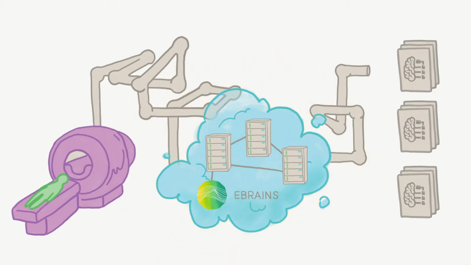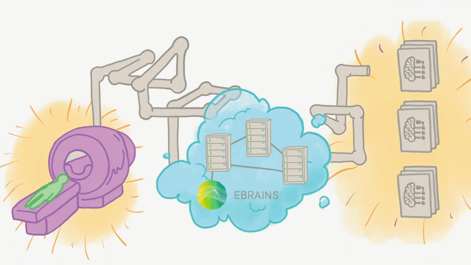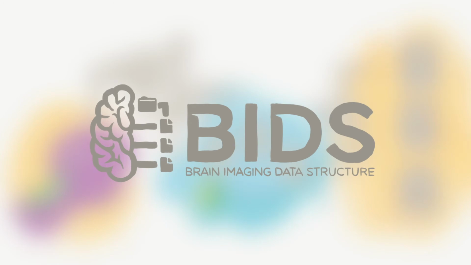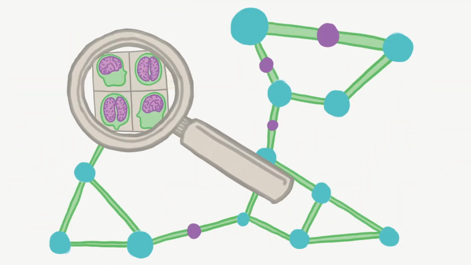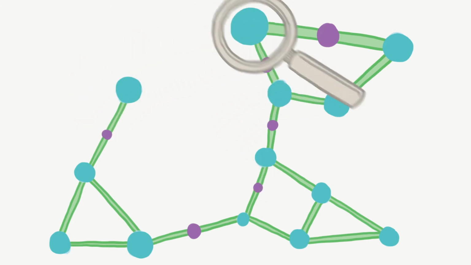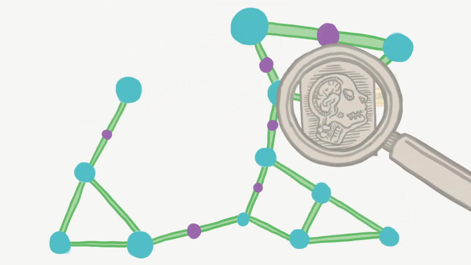The TVB pipeline both inputs and outputs data that complies to the BIDS standard, Brain Imaging Data Structure. You can find MRI data to feed into the pipeline using the EBRAINS knowledge graph. All software and datasets in The Virtual Brain ecosystem are registered and annotated in the knowledge graph to make them easier to locate and use.